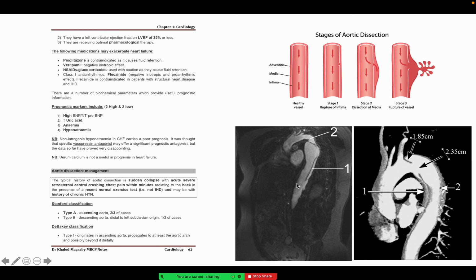So in CT or MRI angiography, as you can see in this picture, there will be a breach, or the dissection area can be seen very easily. Okay, see, this is the dissection.